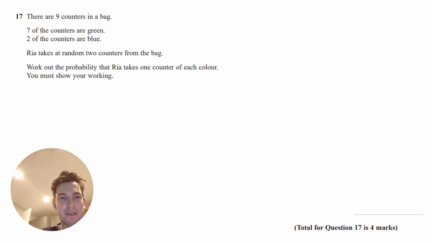All right, there are 9 counters in the bag. 7 are green, 2 are blue. Okay, this looks like a probability question. Oh yeah, work out the probability. So I think this is a pretty standard probability tree diagram.